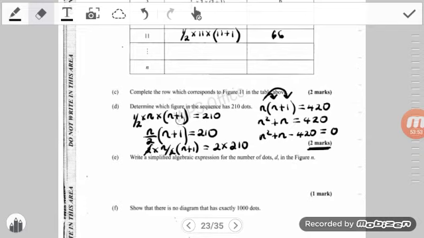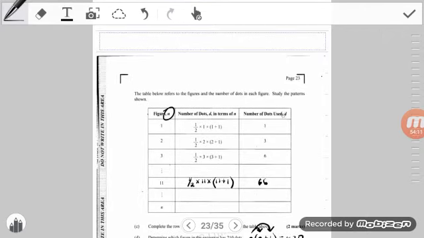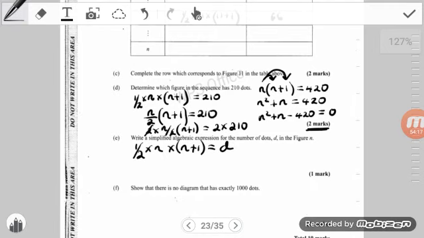So here we have a half multiplied by the figure number times the figure number plus 1, and that's equal to the amount of dots. But if you look on the table, the variable that represents the number of dots is D. So we're going to just equate this to D. They want a simplified version. Again, I think this is stingy for 1 mark. I think that just writing this down alone is 1 mark, but they want it simplified.